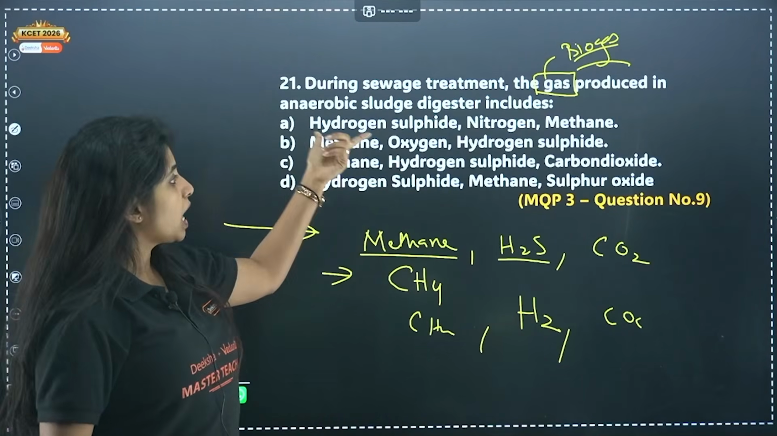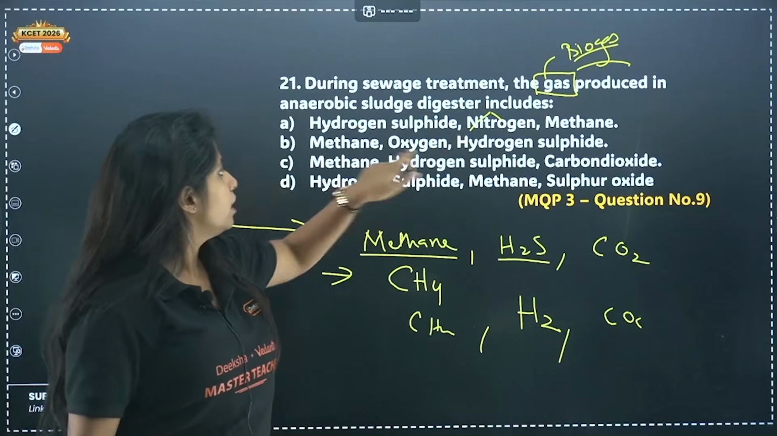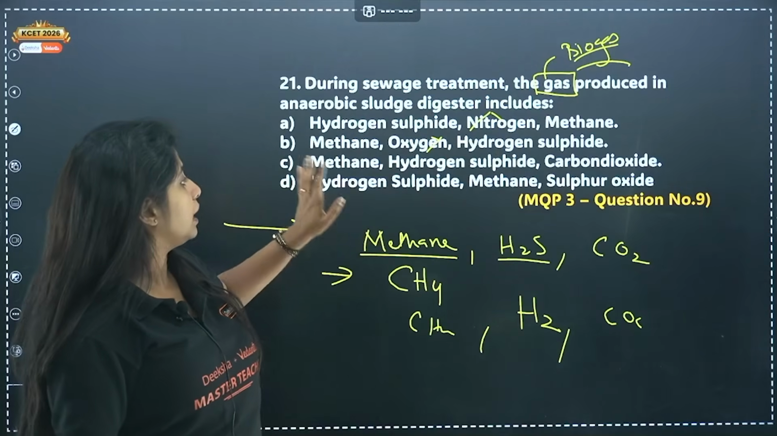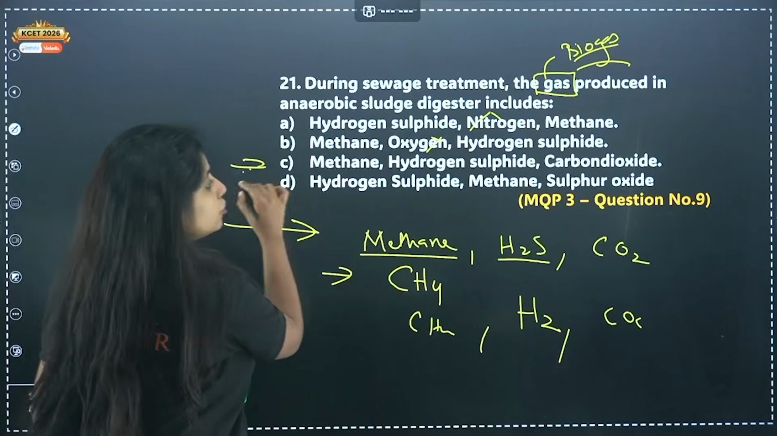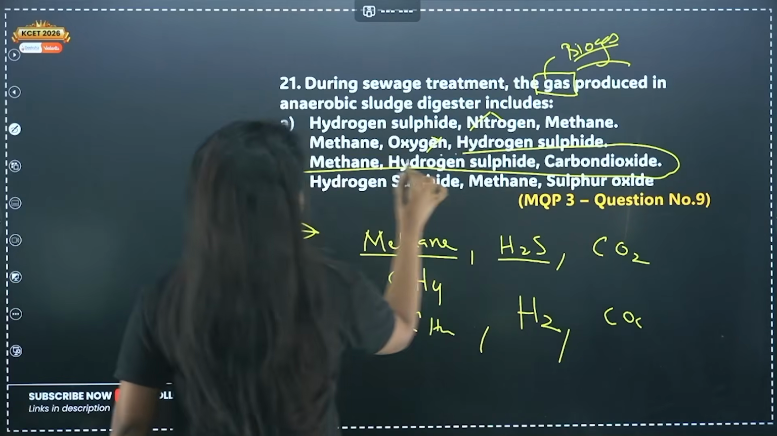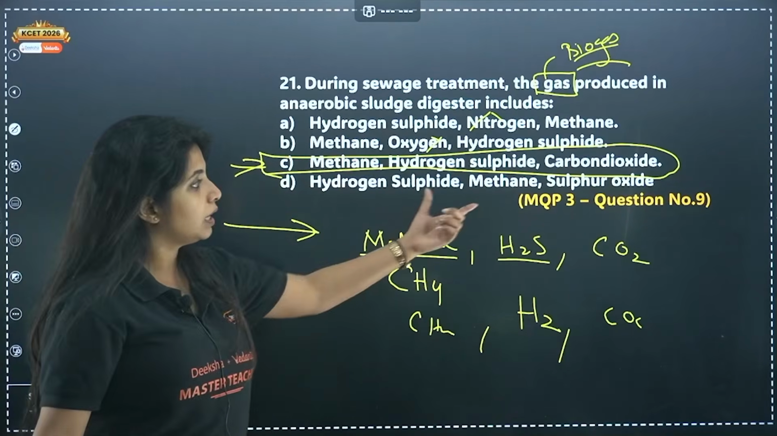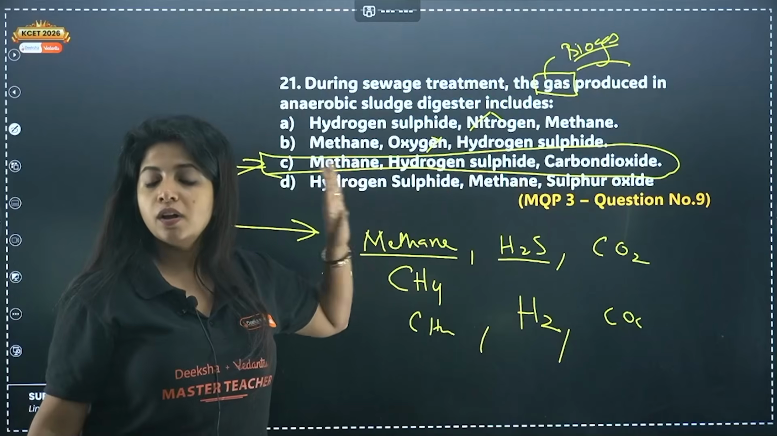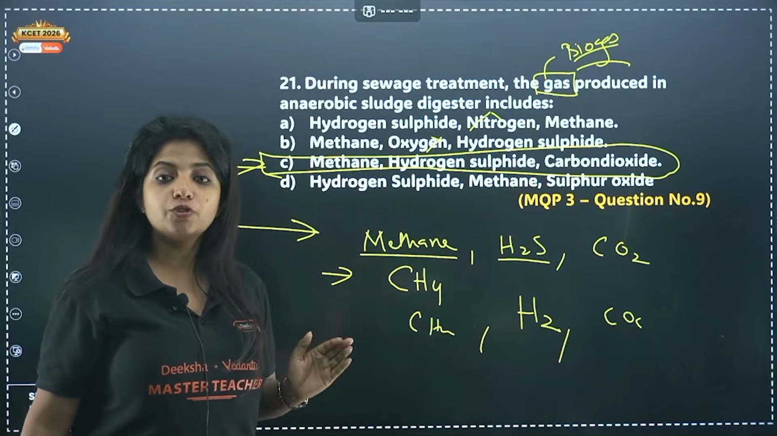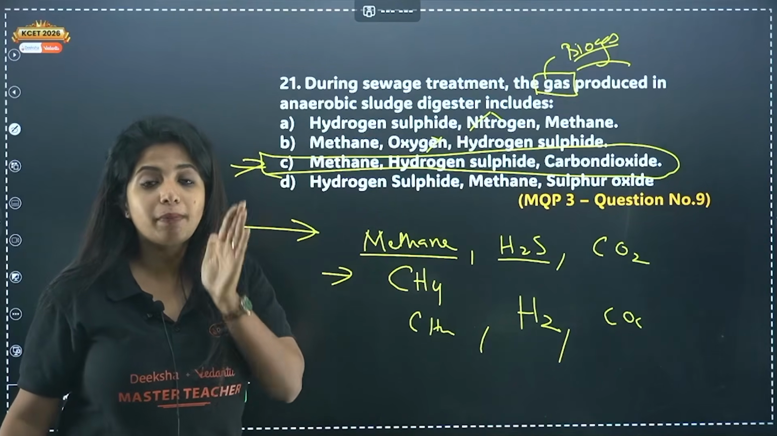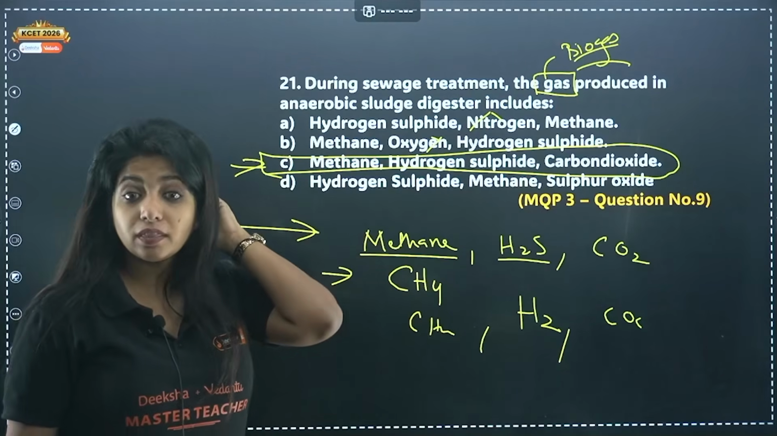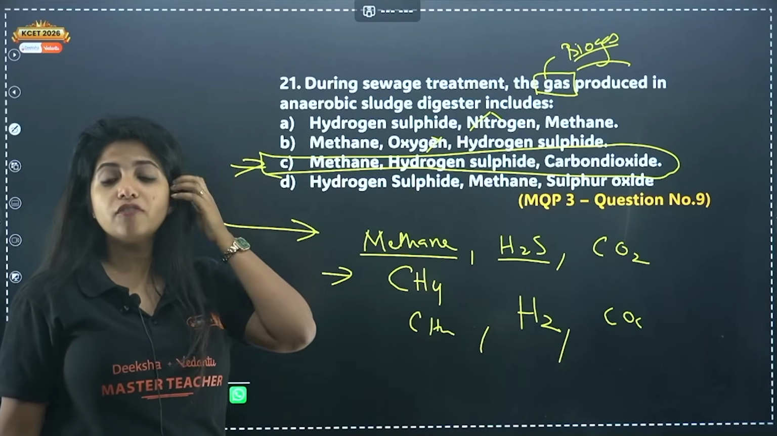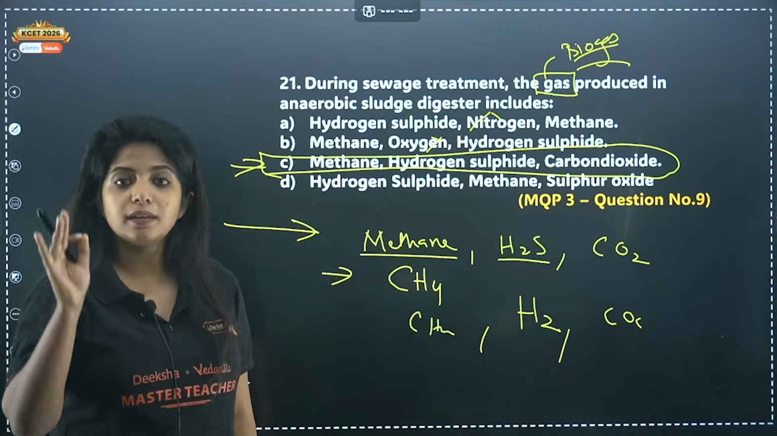So over here, hydrogen sulfide and nitrogen is given, which is wrong. Methane and oxygen, oxygen is not at all there. Methane, hydrogen sulfide and carbon dioxide, 3 of them are there, which is why this is my answer. Here sulfur oxide is there, that won't be the answer. Always remember, biogas is produced with the help of anaerobic bacteria, bacteria that do not need oxygen. They are the ones responsible for the release of biogas. Always remember that.